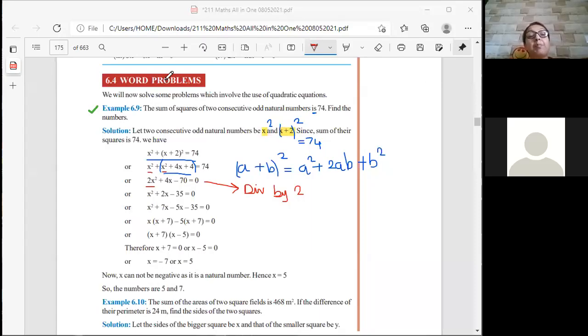Okay, so we are doing word problems, example number 6.9, and we have reached this place where we have divided the entire equation by 2, and we've got x square plus 2x minus 35. Now, after you have reached this place, you have to split the middle term. Do you remember we have done this earlier also? Yes or no? Split the middle term. How do you split the middle term?